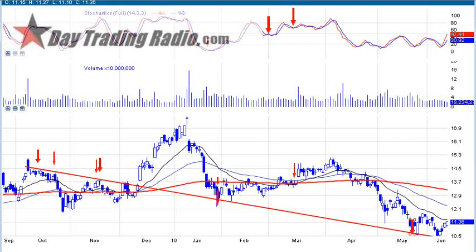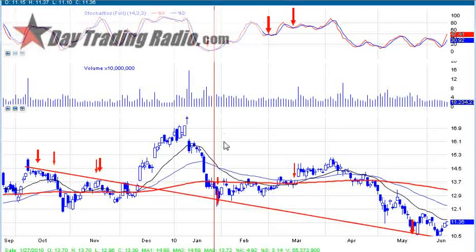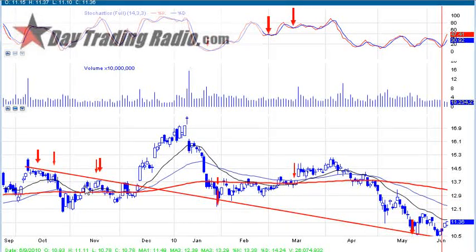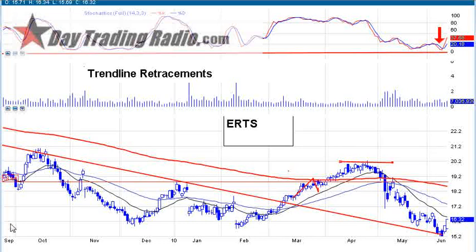Like clockwork. And again, stochastics oversold right when we're coming into that area here. Again, stochastics oversold. Bounce, bounce, bounce. These are extremely good buy area setups. Excellent. And this is an important factor in my trading, and I think you've got to continue to watch these setups here. This is just trendline retracements. I think you can't go wrong here. That's a good example of at least 6 of them here.